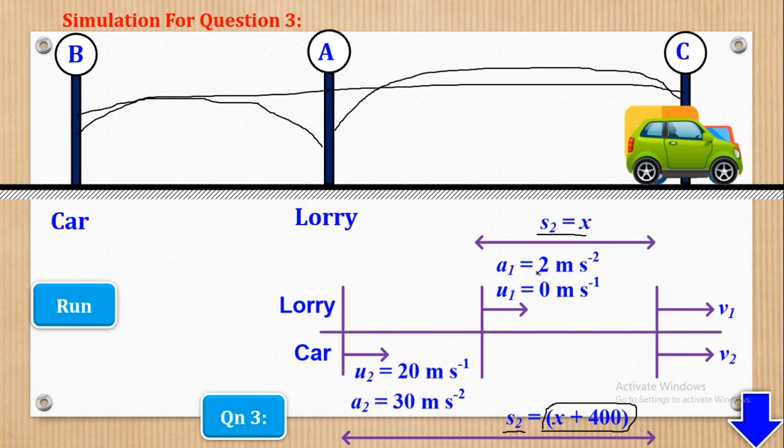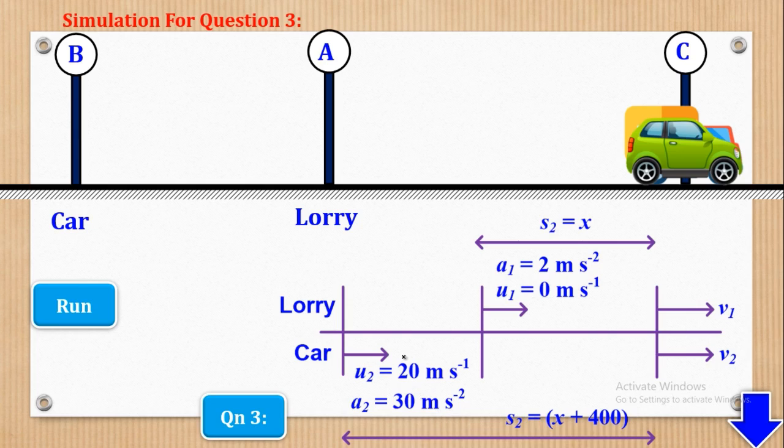Now this was given in the question. Acceleration for the lorry was 2 meters per second squared, and initial velocity was 0. When you come to the car, initial velocity was 20 meters per second and acceleration was 30 meters per second squared. So basically that's the sketch of what has been given in the question. Now let's see how we can use this information to come up with the solution.